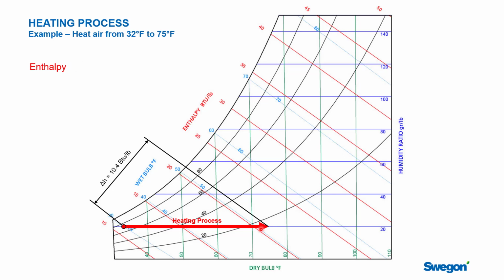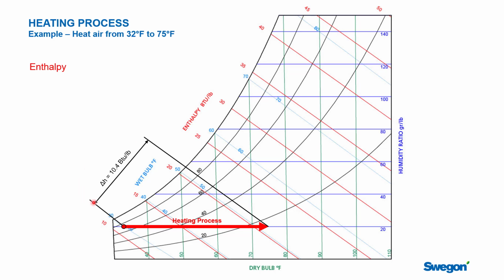Now, the last thing we want to look at is enthalpy. Enthalpy is the internal energy of the air. We started down here at a fairly low energy point, and we did work on this air. We added heat to it. We did it with a coil or a furnace or an electric heater, and that energy was absorbed by the air. That's why it warmed up from 32 to 75. And what we did was we added 10.4 BTUs of energy for every pound of air.